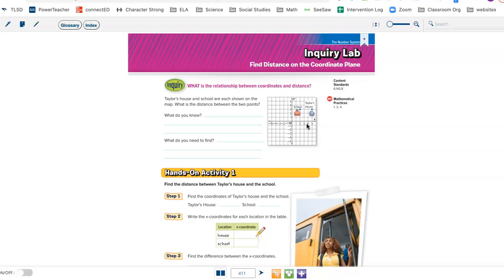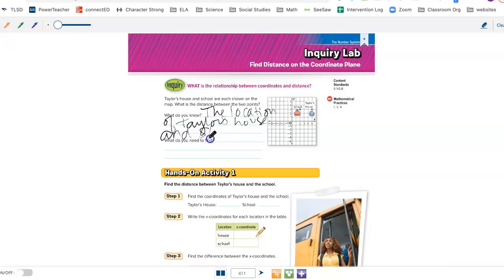So on page 411, it says Taylor's house and school are each shown on the map. What is the distance between the 2 points? What do we know? Well, we know by looking at the map we can find the location of Taylor's house and the school. And then what do we need to find? We need to find the distance.